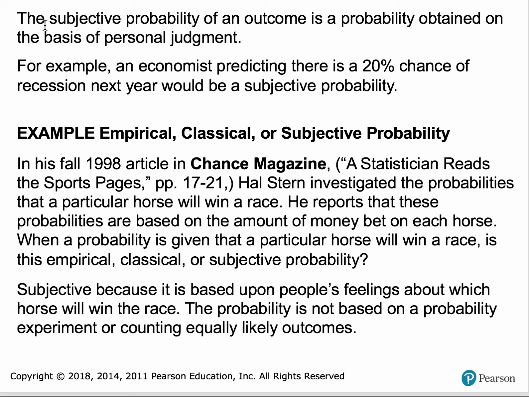There are also subjective probabilities. The subjective probability of an outcome is a probability obtained on the basis of just personal judgment. For example, an economist predicting there's a 20% chance of recession next year, that would be a subjective probability, because we can't conduct an experiment n times to obtain a relative frequency. The economist just uses her knowledge of the current conditions on the economy and makes an educated guess about the likelihood of a recession.